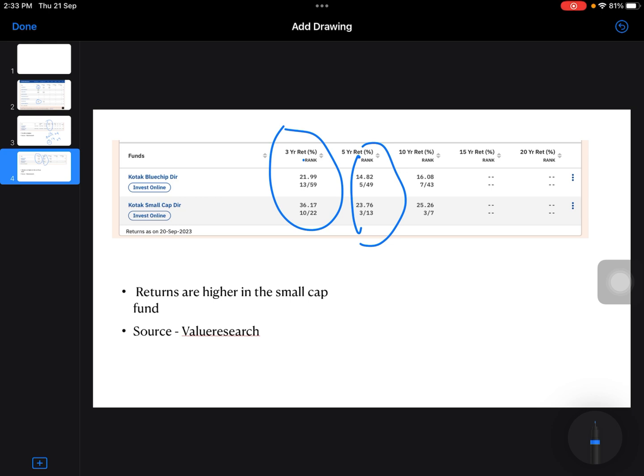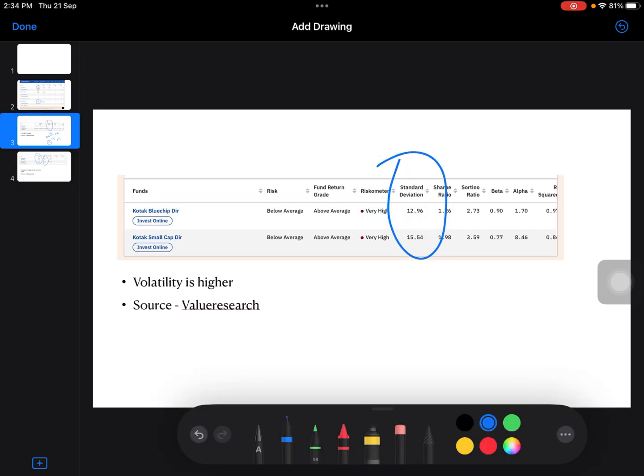You can see that the small cap is much higher than large cap, and it would obviously look attractive to most investors. But there is another parameter that you need to check before investing blindly based on returns. There is the risk profile of the fund that you need to see. We see that the standard deviation for Kotak Blue Chip Fund is 12, and for Kotak Small Cap it's about 15.5. So let's see what that means.